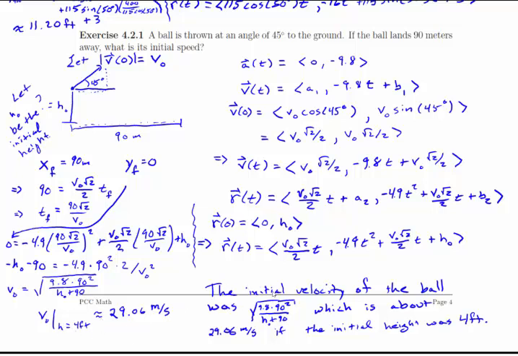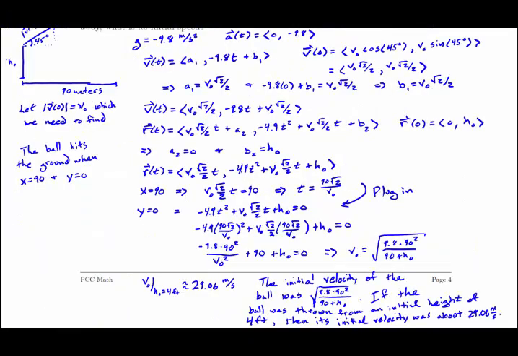And so then I just write out my conclusion. The initial velocity of the ball was the square root of 9.8 times 90 squared over h naught plus 90, which is about 29.06 meters per second if the initial height was 4 feet. So I'm not just stating this 29.06 as the answer. I'm stating it's the answer if the initial height was 4 feet. All right, and that's that exercise.